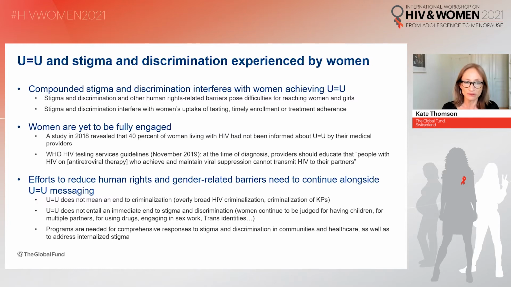Unfortunately, U=U does not mean an end to criminalization, either overly broad HIV criminalization, as well as criminalization of key populations. And as I mentioned before, U=U does not result in an immediate end to stigma and discrimination. Women with HIV continue to be judged for having children, for multiple partners, for using drugs, for engaging in sex work, for their trans identities, sometimes for just being themselves. Programs are still desperately needed for comprehensive responses to stigma and discrimination in communities and healthcare settings, as well as to address internalized stigma.